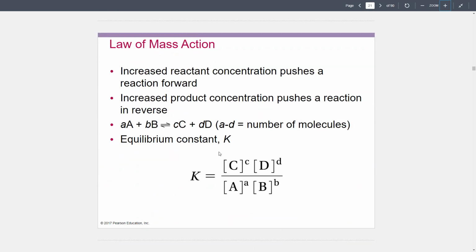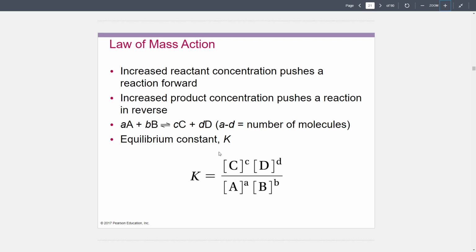All right, you might be looking at this equation and going, oh my goodness, I have to memorize this. No, you don't. Nope. Calm your panic. There's this thing called law of mass action. Basically, if I increase the amount of reactants, it is going to push the reaction to occur. So if I increase the amount on the left side of the equation, it's going to push the equation towards the right. If I increase the product concentration, it's going to push the reaction in the reverse. So if I increase the amount on the right side of the equation, it's going to push the breakdown of the products back into the reactants.